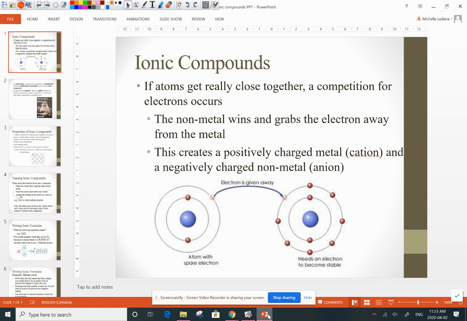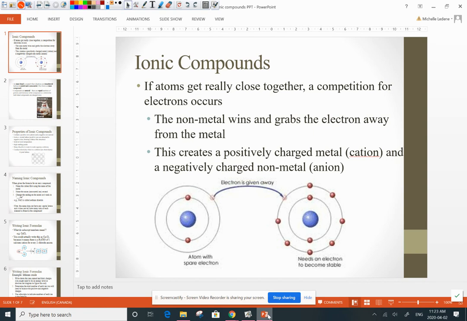Today we're going to learn about ionic compounds. So we've learned about atoms and the periodic table, and we've learned about how atoms either lose or gain electrons to form these charged particles called ions. And so now we have to talk about what is an ionic compound and how do we name them.